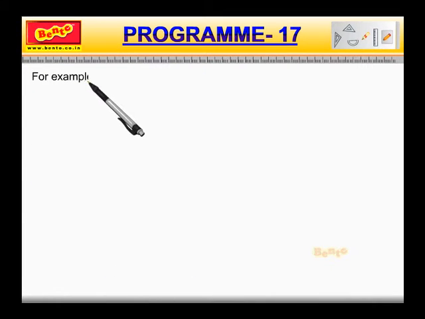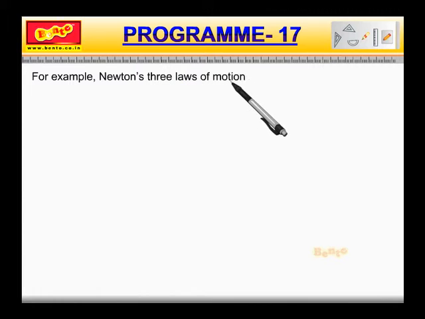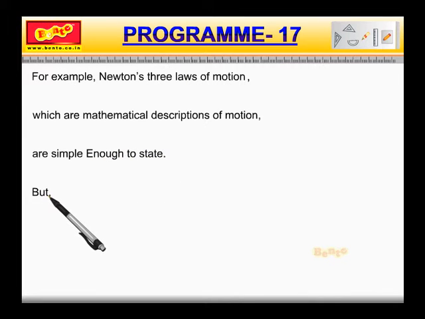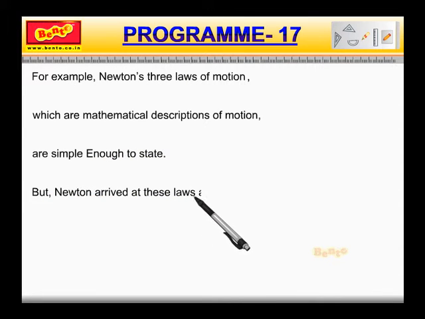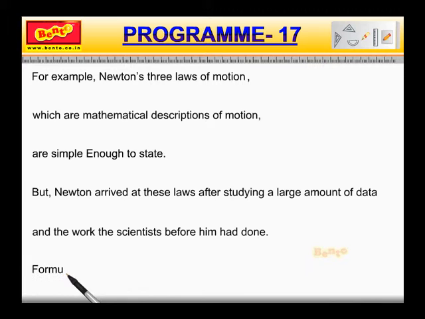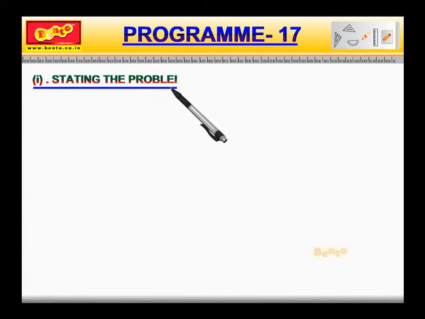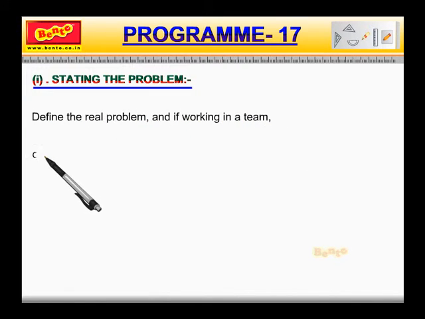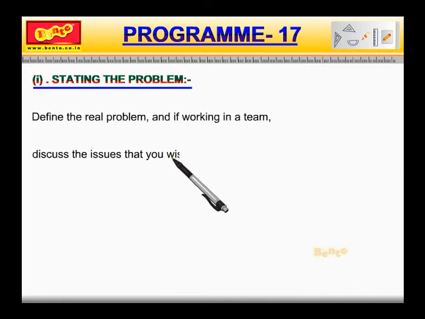For example, Newton's 3 laws of motion, which are mathematical descriptions of motion, are simple enough to state. But Newton arrived at these laws after studying a large amount of data and the work scientists before him had done. Formulation involves the following 3 steps: stating the problem, define the real problem, and if working in a team, discuss the issues that you wish to understand.